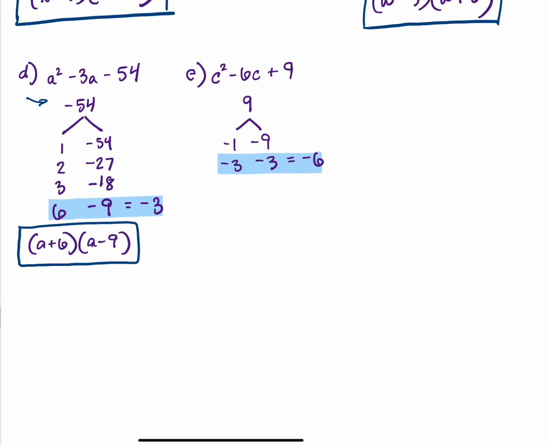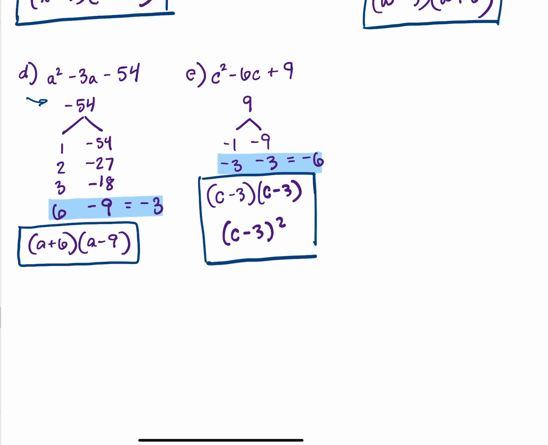So that means this will factor into c minus 3 times c minus 3. We have a repeated factor. So since it's the same, we can even write this as c minus 3 squared. I'll box both of these. Since we just have c minus 3 times itself, we can write it as a squared factor. This is a special case. It's called a perfect square trinomial.